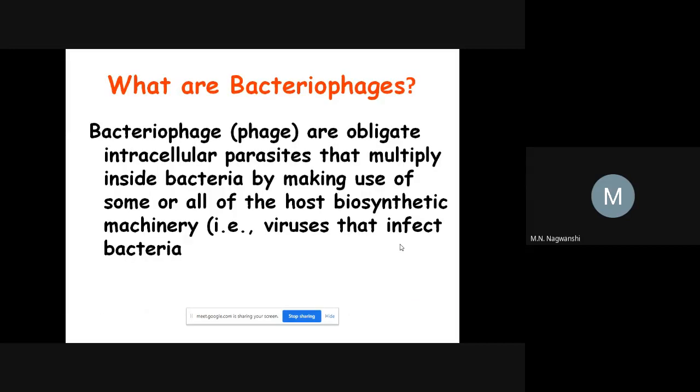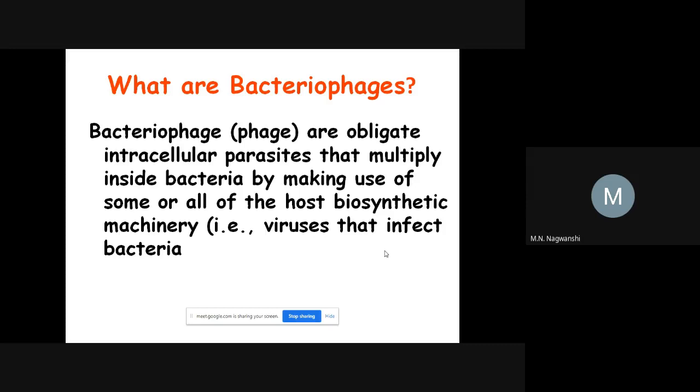So what are these bacteriophages? They are again obligate intracellular parasites, and they have the capacity to multiply inside the bacterial cell, and for this purpose they use some or all of the host biosynthetic machinery. In this way the viruses infect the bacteria.